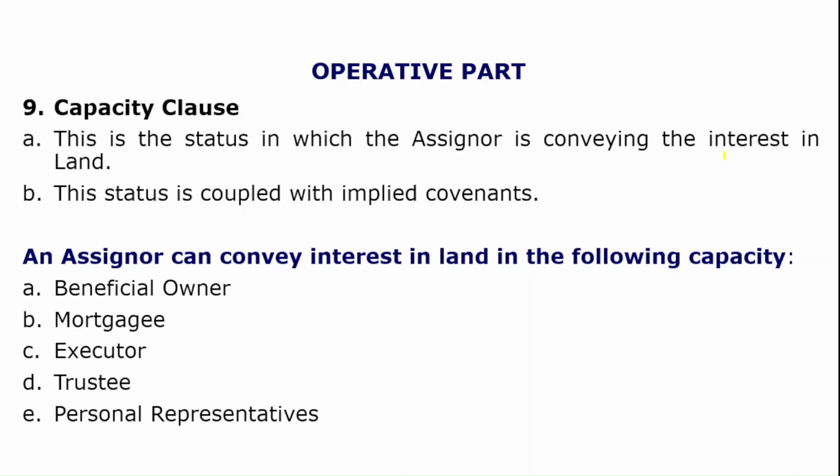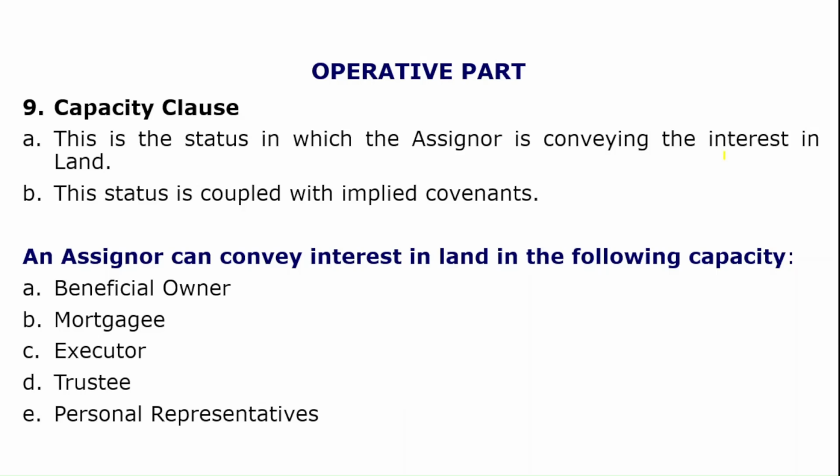So what will be his capacity? What will be contained in his capacity clause is that the assignor is conveying as executor. So the moment you see that phrase, it tells you immediately that these assignors are not the beneficial owner of the land. The only authority they had to sell this land was because the testator had told them to sell it. So they are selling the land in adherence to what the will of the testator has said. The same thing applies to a trustee.